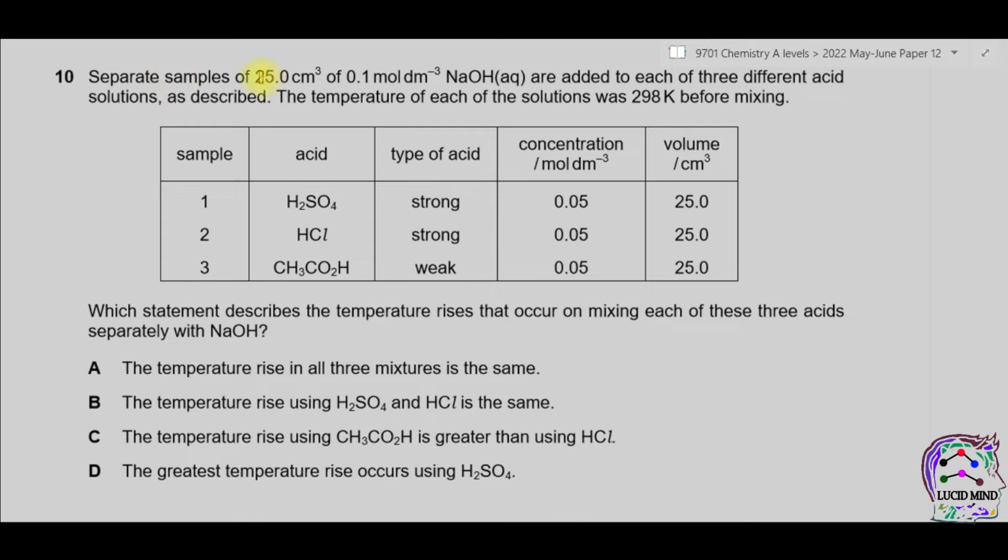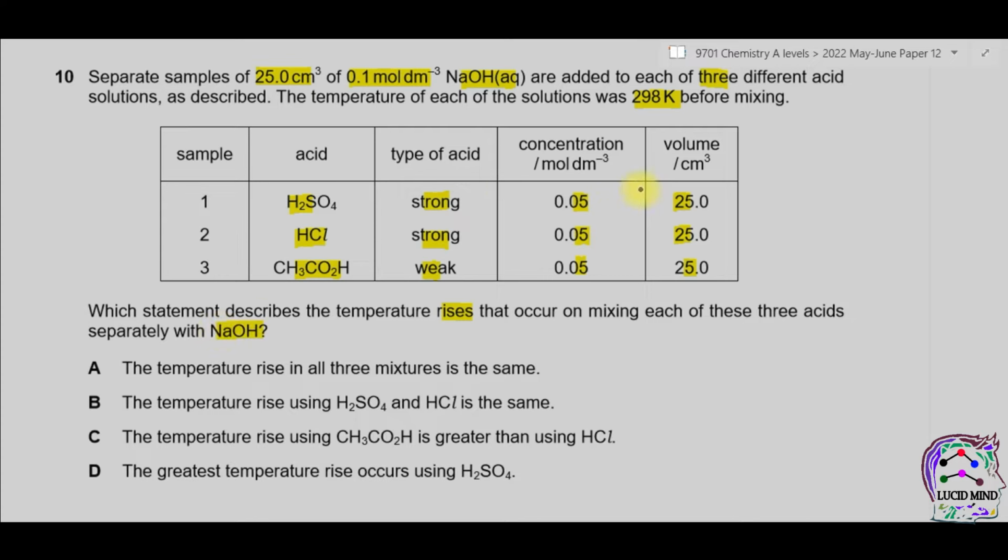Question 10. Separate samples of 25 cm cube of 0.1 mole per decimeter cube aqueous sodium hydroxide are added to each of 3 different acids. Solutions as described. The temperature of each solution was 298 Kelvin before mixing. We have sulfuric acid, hydrochloric acid and ethanoic acid. These two are strong while this one is weak. The concentration is the same, the volume is the same. Which statement describes the temperature rise that occurs on mixing each of these 3 acids separately with sodium hydroxide?